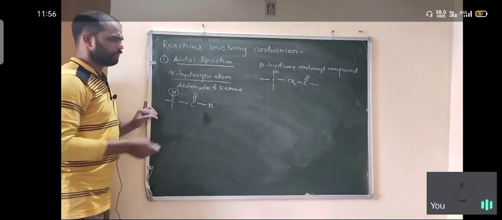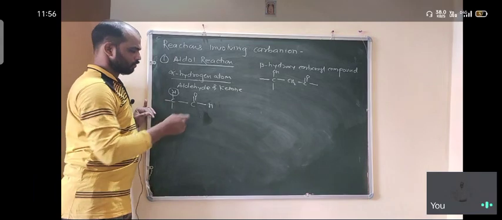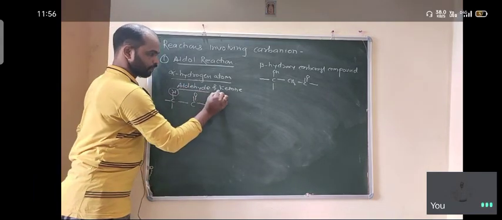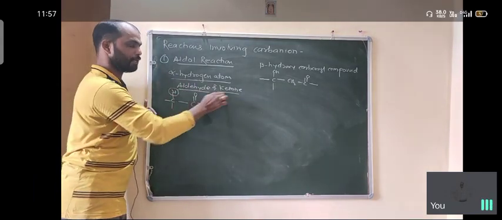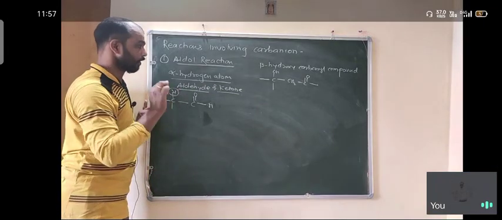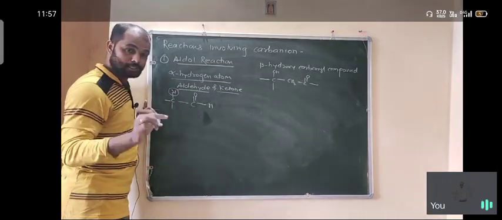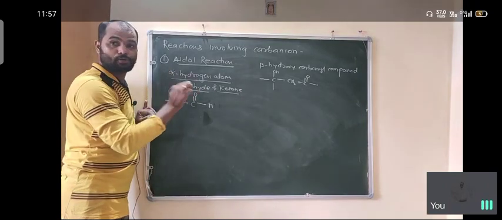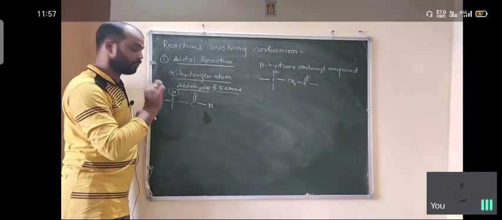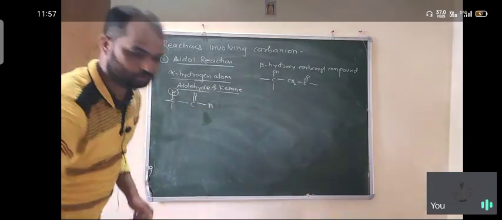So this is a very interesting reaction to discuss. Just keep in mind, aldehyde and ketone are the starting materials in the aldol condensation reaction, but the condition is that the aldehyde or ketone should have an alpha hydrogen atom. We're going to discuss this in general.